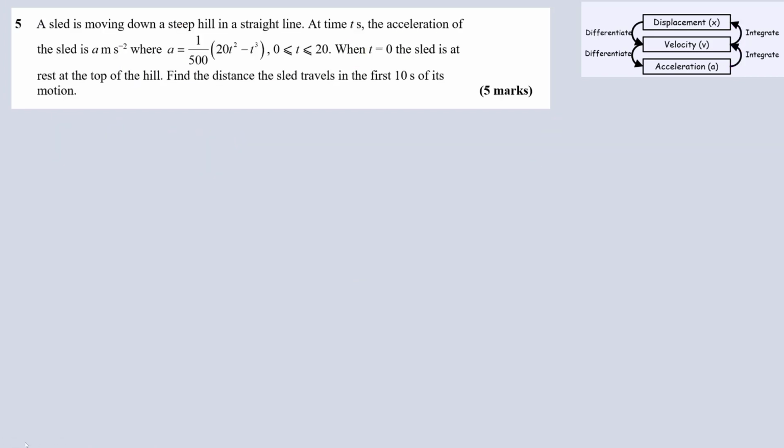Alright, now that you're getting the hang of these skills, you can see that if a question like this, it's going to be a banker mark for you, which is really important. Get all the easy marks you can do. So we've got a sled here moving down a steep hill in a straight line. We've got time t seconds. The acceleration of the sled is a, and a equals this. Now when t equals 0, the sled is at rest, so that means t equals 0, v equals 0. Find the distance a sled travels in the first 10 seconds of its motion.